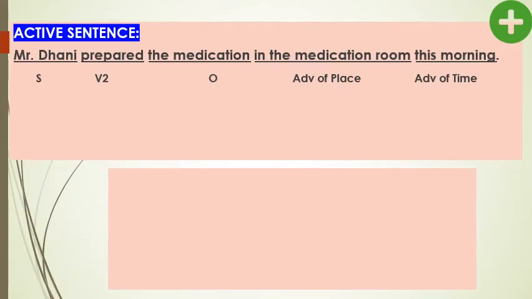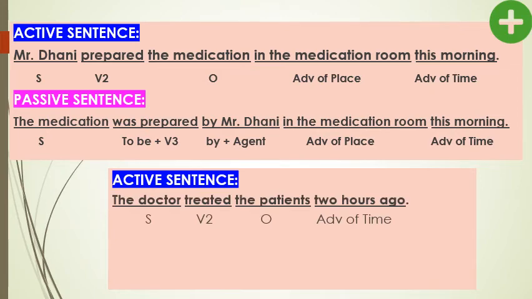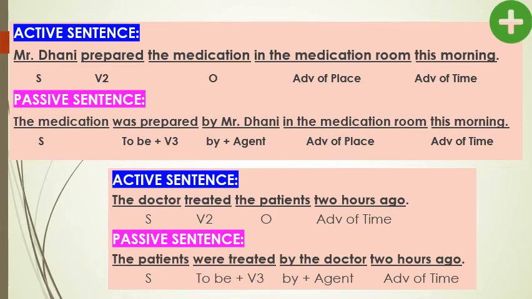Now, look at these examples. Mr. Danny prepared the medication in the medication room this morning. The medication was prepared by Mr. Danny in the medication room this morning. The doctor treated the patients 2 hours ago. The patients were treated by the doctor 2 hours ago. Okay, next.